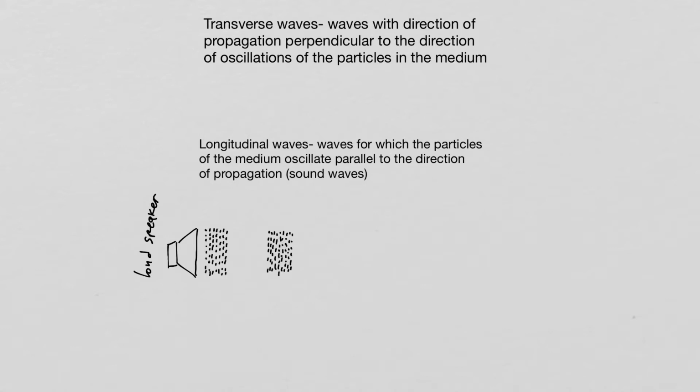So the molecules close to the loudspeaker will get closer to each other due to the physical interaction with the membrane of the loudspeaker. That's going to create a region of higher density of molecules or higher pressure. And this is called a compression. So this compression will move away from the loudspeaker, and it's going to be replaced by a volume of air that has less density or less molecules per unit volume.